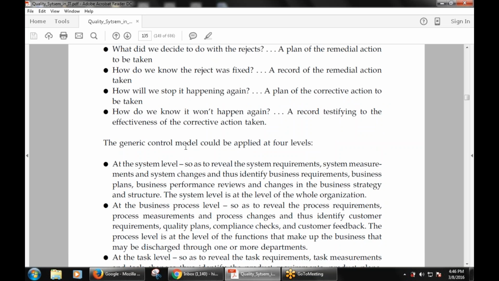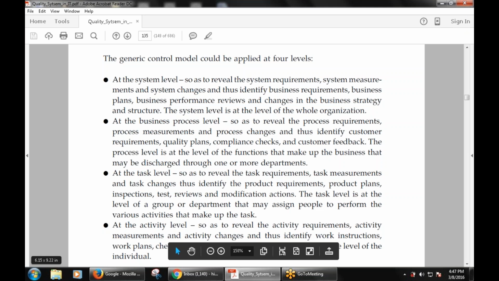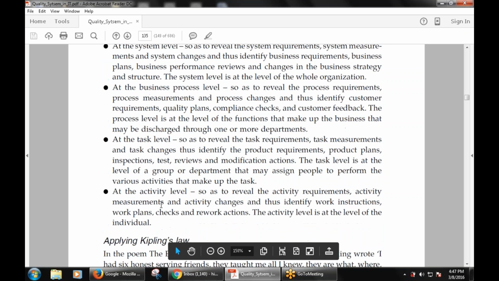The generic model can be applied at 4 levels. What are the 4 levels? One is the system level, then the business process level, then the task level, then the activity level. So we can say the generic control model can be applied at these 4 levels: the system level, the business process level, the task level, and the activity level.